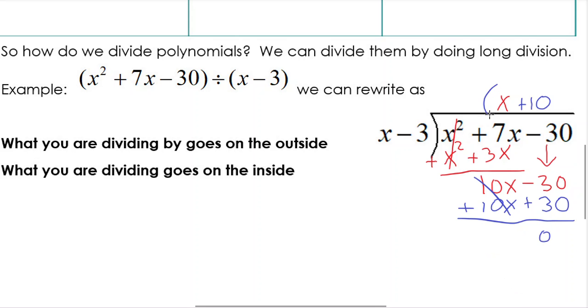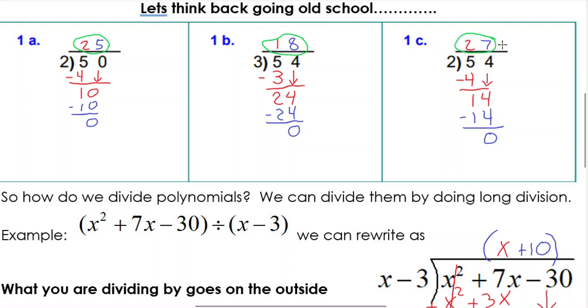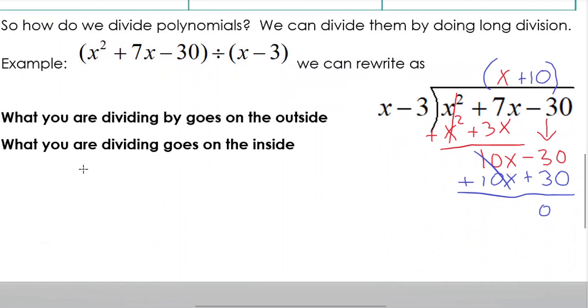So now this number up here is our answer, just like how the number up here we circled in green was our answer for our long division problems. So our answer would be x plus 10. That is our answer. Another good thing is that we can multiply this by this x minus 3 and check our work.